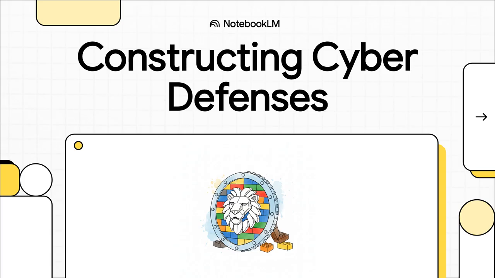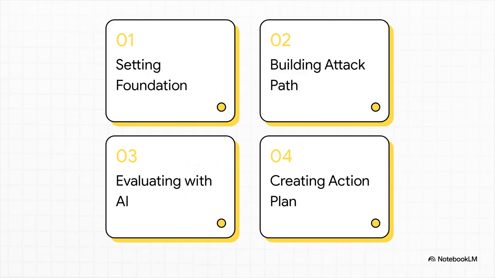Let's get into it. So here's our roadmap for this flow. First up, we're setting the foundation. Then, building the attack path. Next, evaluating with AI critique. And finally, creating the action plan.